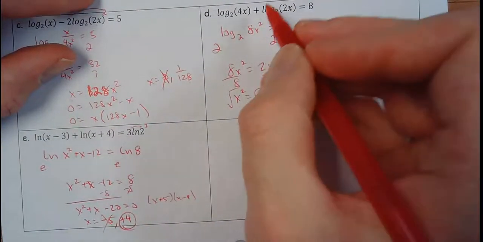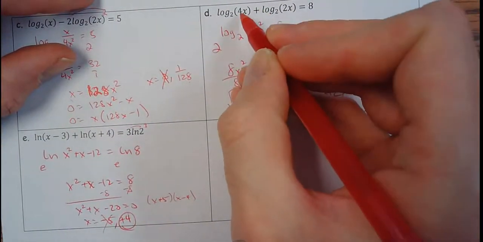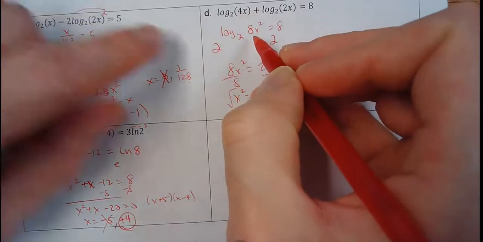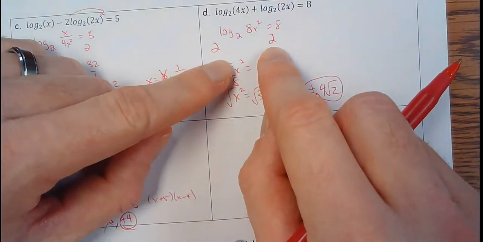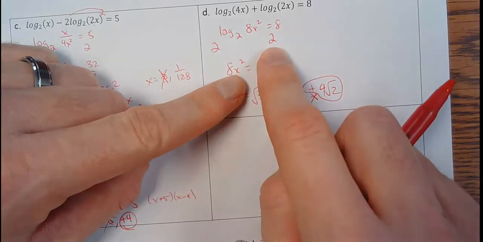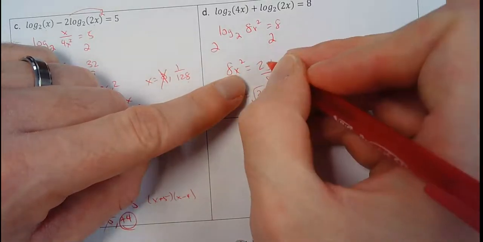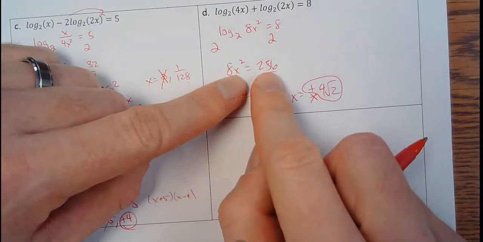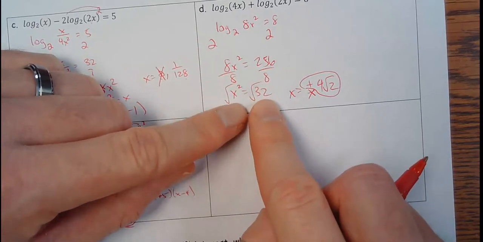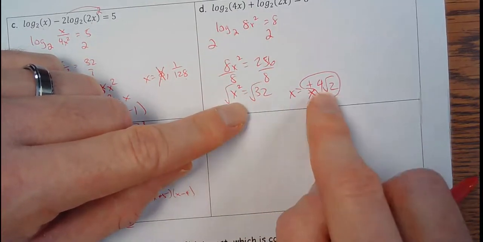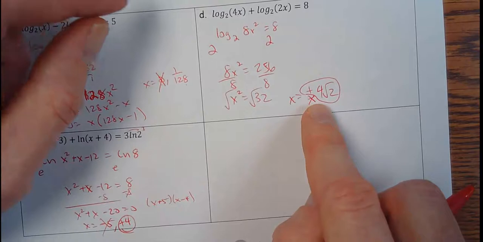Same idea here. Plus means multiply, so 4x times 2x is 8x squared. I use a base of 2. So on this side I got 8x squared. 2 to the 8th is 256. And now just solve like a normal equation. Divide by 8. You get x squared equals 32. Take the square roots. You get plus minus 4 radical 2.